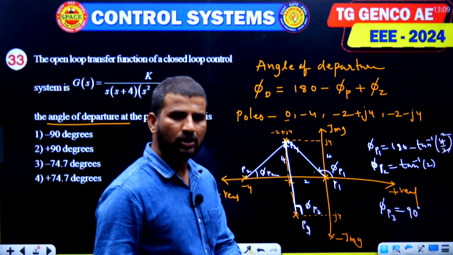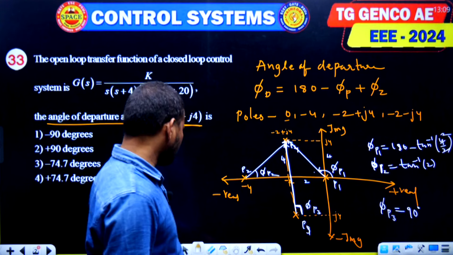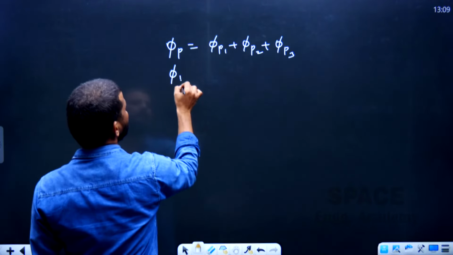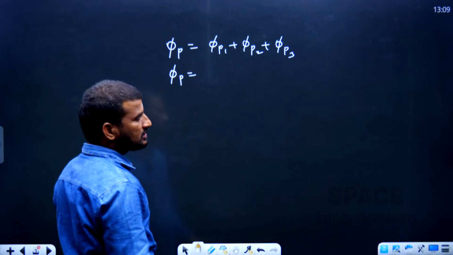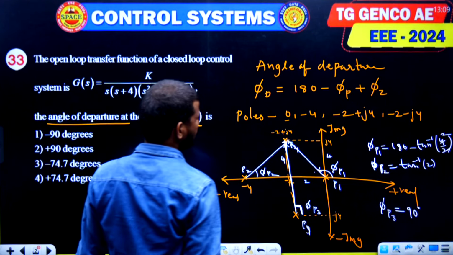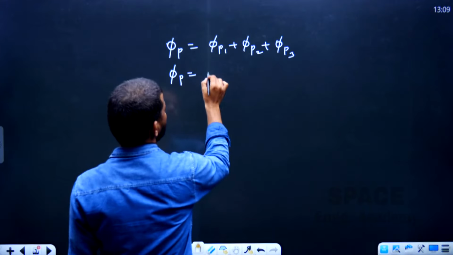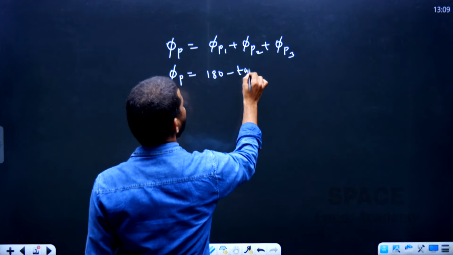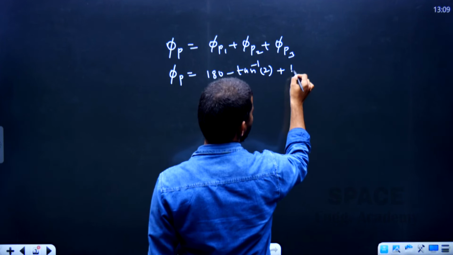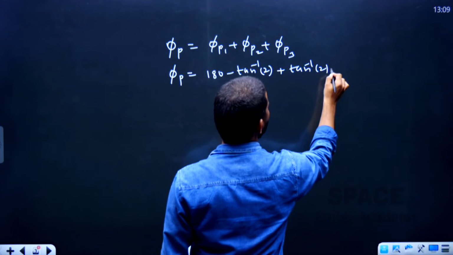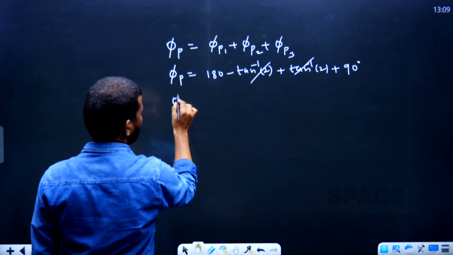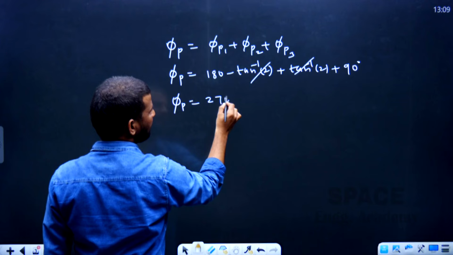Now I know all the values with respect to the poles, phi p1, phi p2 and phi p3. So I am going to write the summation of the angles due to the poles. The first value is 180 minus tan inverse 2, plus phi p2 which is tan inverse 2, and phi p3 which is 90 degrees. So with the cancellation of these two, the angle due to the poles will be 270 degrees.